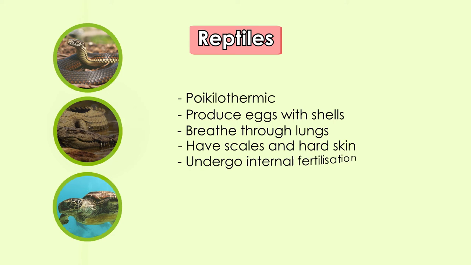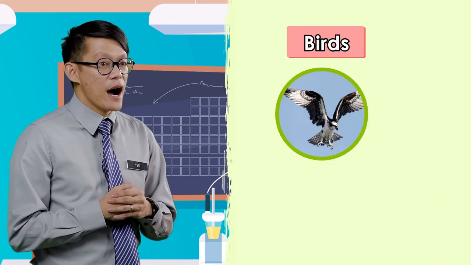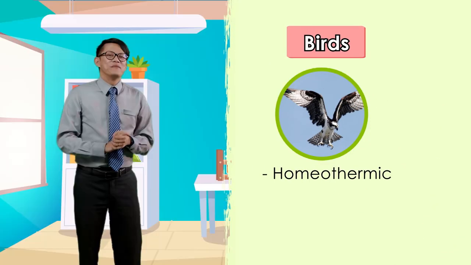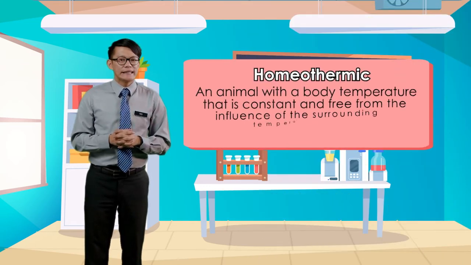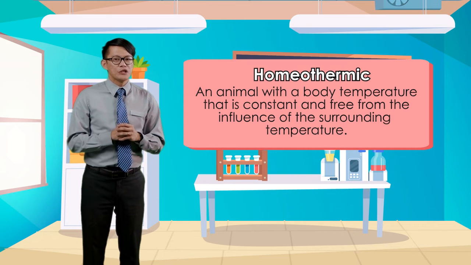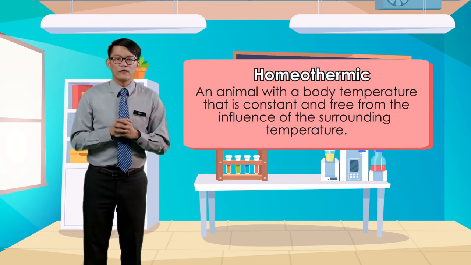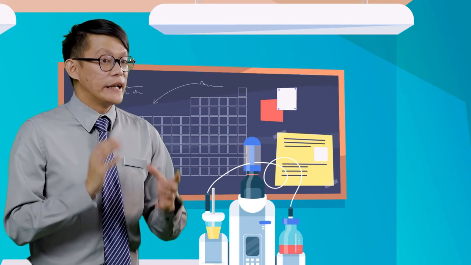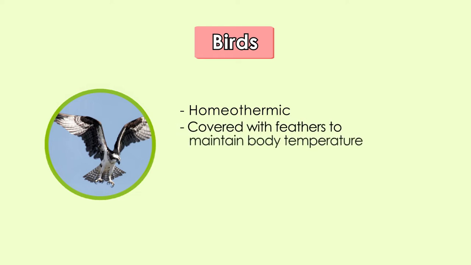Reptiles are different from fish and amphibians. They undergo internal fertilization. The fourth vertebrate is birds. Birds are homeothermic. It is different from poikilothermic. Homeothermic is an animal with a body temperature that is constant and free from the influence of the surrounding temperature. Another special characteristic of birds, they are covered with feathers to maintain their body temperature.